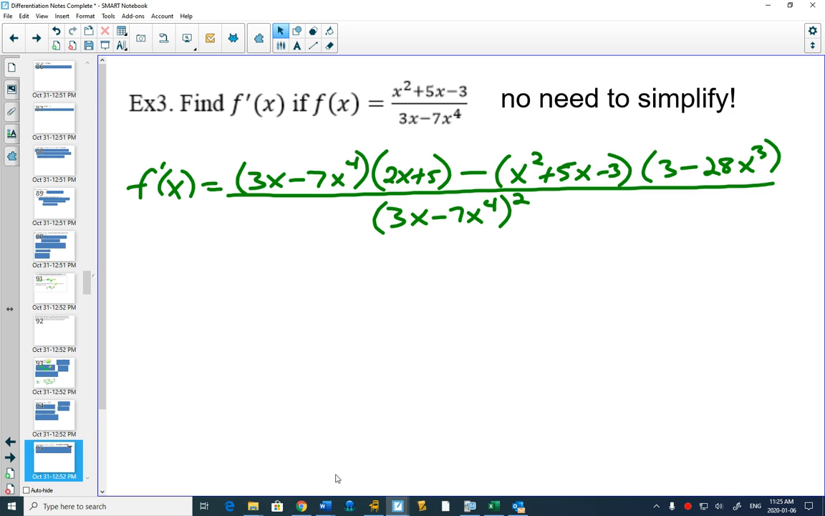How do we do a quotient rule? Well, we keep our denominator the same. Multiply by the derivative of the top. Subtract, keep the numerator the same, and multiply by the derivative of your denominator over your entire denominator squared.